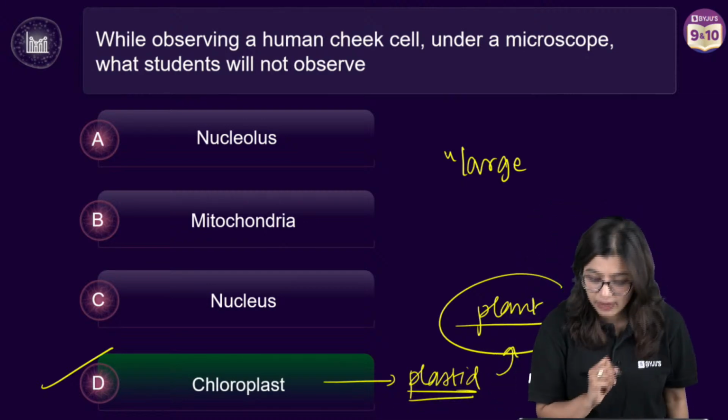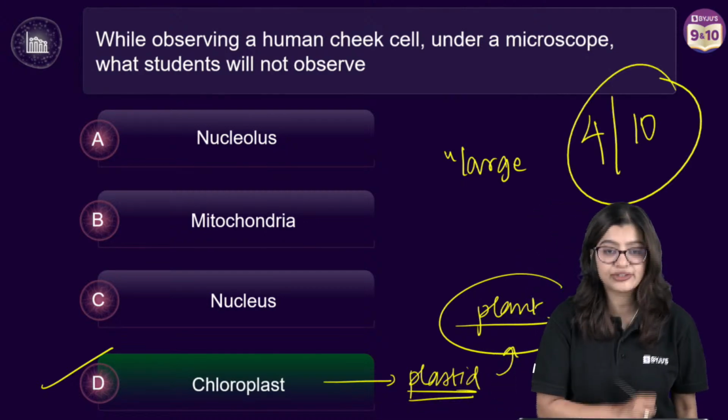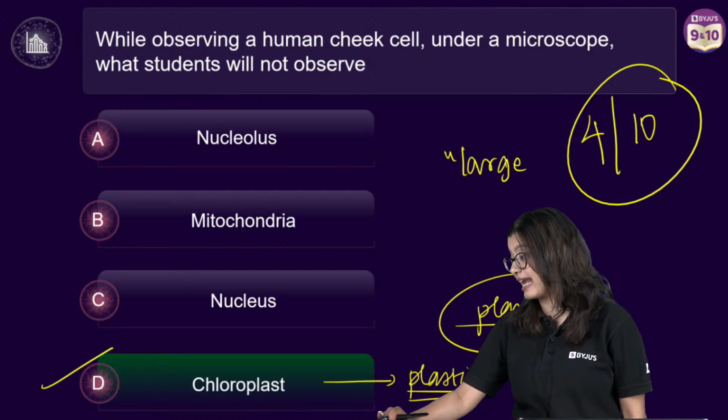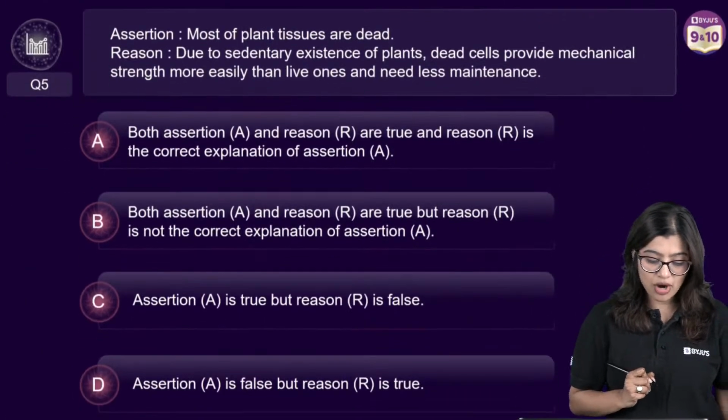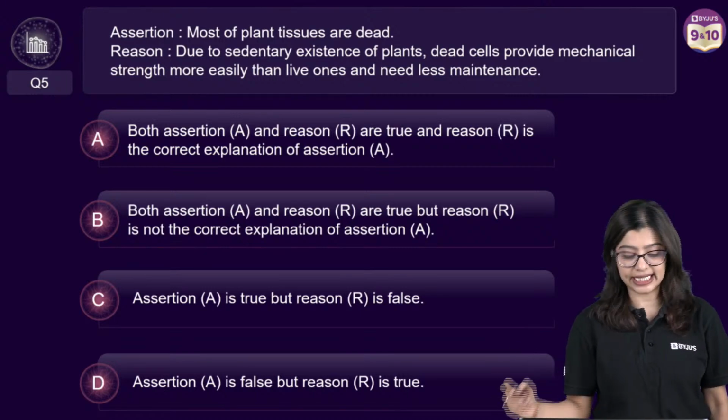Okay, so as you can all see, you have all got 4 out of 10. Very, very good. You guys are acing this quiz. Very proud. Now let's go on to question number 5, which is assertion reason.